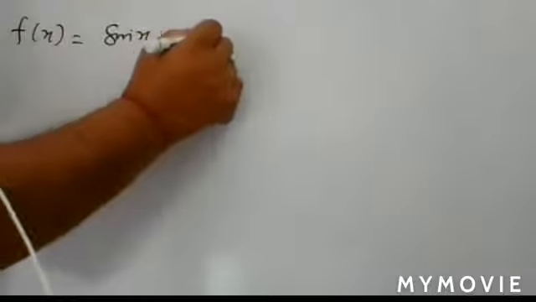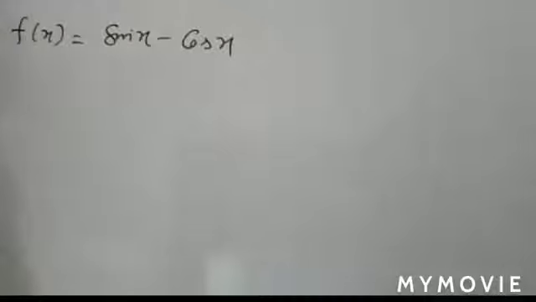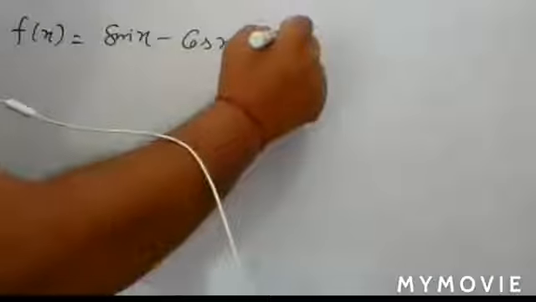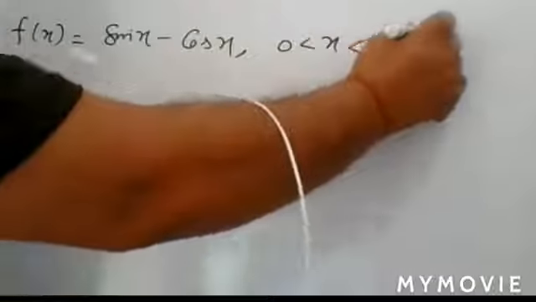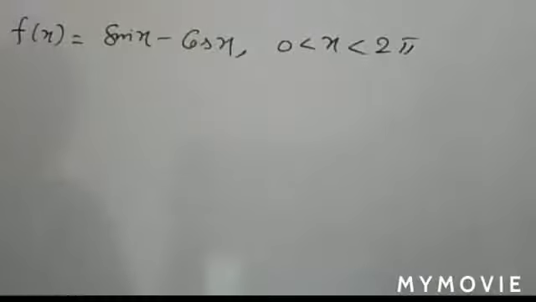So you write f x is equal to sin x minus cos x, f x is equal to sin x minus cos x, and your interval is 0 to pi. x is greater than 0 and less than 2 pi.